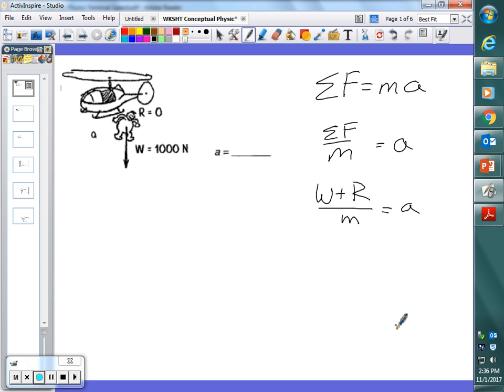Okay? In this instance right here, what did we say about R? It's 0. So in this problem, we don't have to worry about R. It goes away. The W, the weight force, is labeled as how much? 1,000. We said earlier Bronco's mass is equal to what? 100. So if we have 1,000 newtons divided by 100 kilograms, what's the acceleration of Bronco going to be at that point? 10.